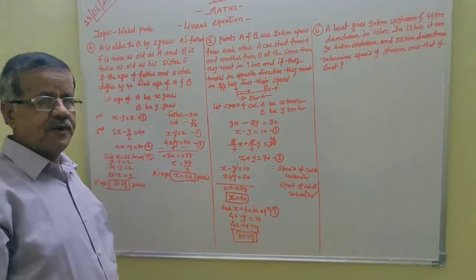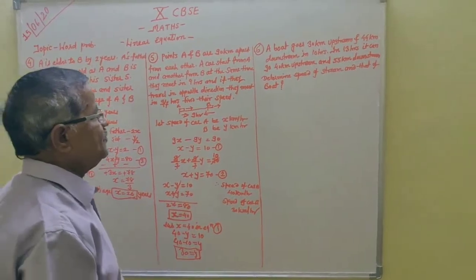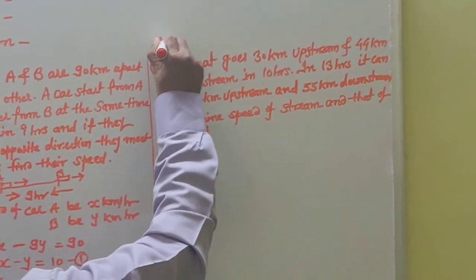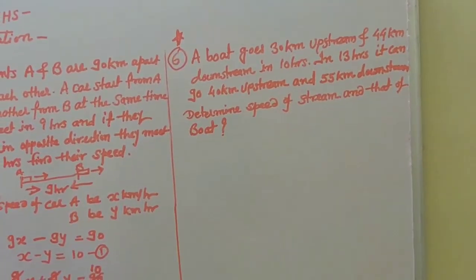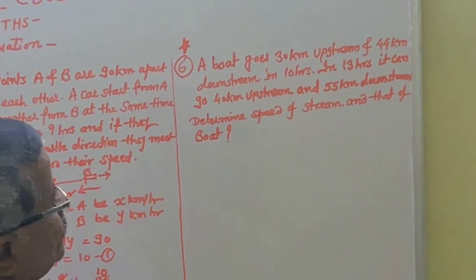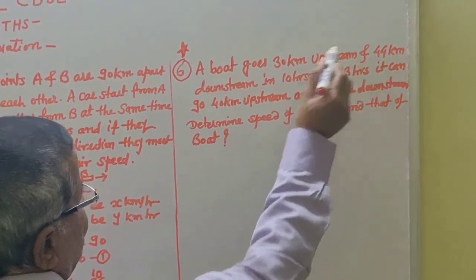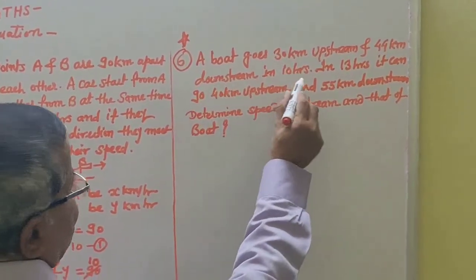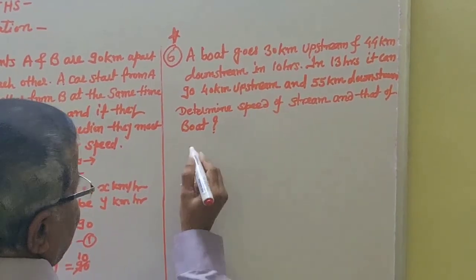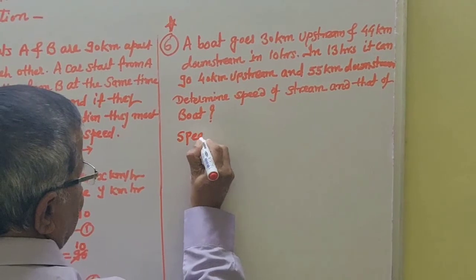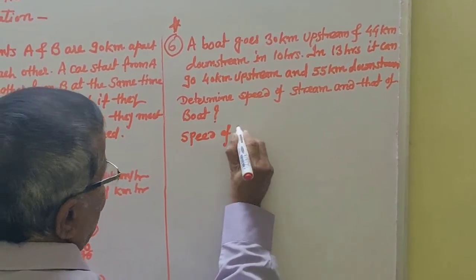Okay, now we will go to another problem, number 6. This is a very important problem for board examination or the school examination. Now what is given in this problem: the boat goes 30 km upstream and 4 km downstream in 10 hours. Okay, in this case, let the speed of the boat be x km per hour.